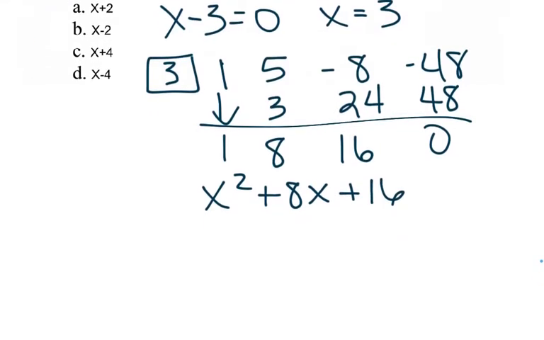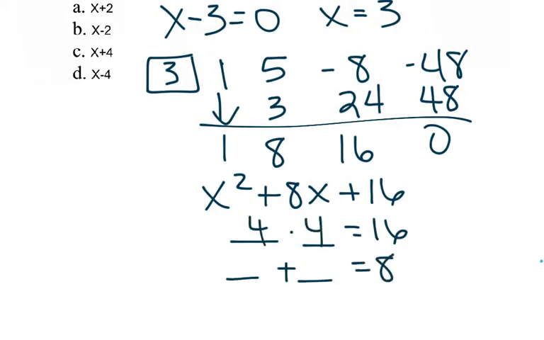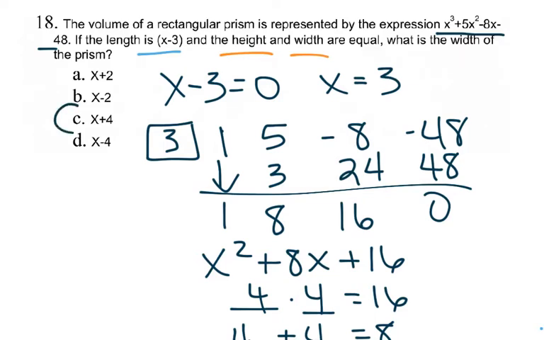This is a quadratic that can be factored, and it's actually a perfect square trinomial, but I'm going to factor really quick. So two numbers that multiply to give me 16 but add to give me 8: 4 and 4. So my two answers are x plus 4, and they're both the same, which is what the problem stated. So C is my answer choice.